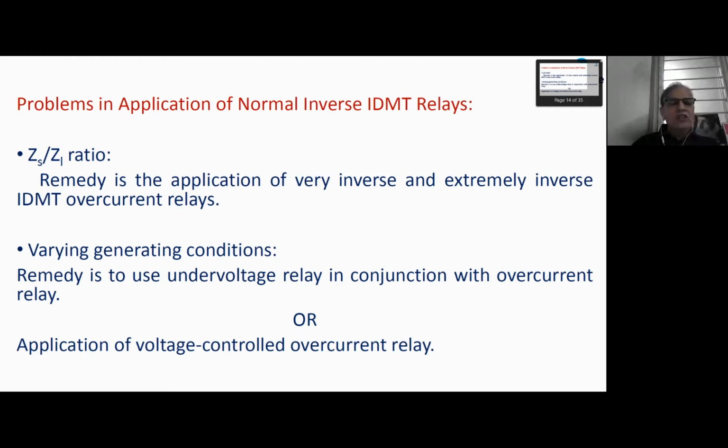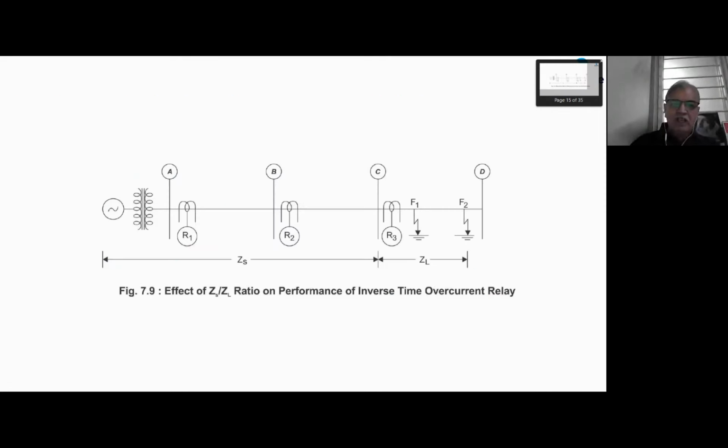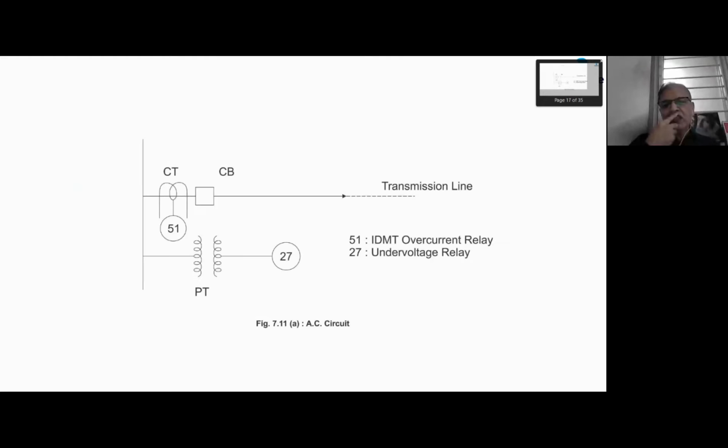A protection engineer has always to think of the worst possibility, and the worst possibility is fault current with minimum generation. That means the number of generators connected is the least. If fault current with minimum generation is less than load current with maximum generation, then you cannot just set simple overcurrent relays. What you should do is use an overcurrent relay in conjunction with under voltage relay 27, right?